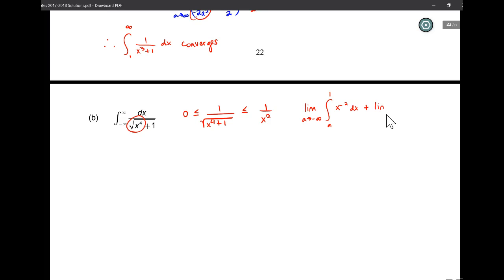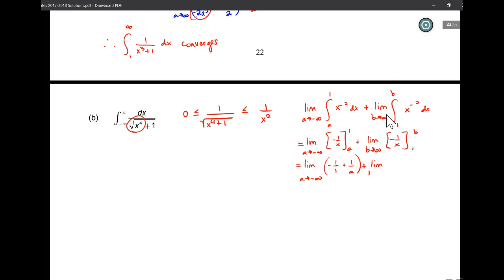And then plus the limit as b goes to infinity, the integral from 1 to b of x to the negative 2 dx. So we get the limit as a approaches negative infinity of negative 1 over x evaluated from a to 1. And then here we get the same thing, negative 1 over x, but evaluated from 1 to b. So we have negative 1 over 1 minus negative 1 over a, so plus 1 over a, plus the limit as b approaches infinity of negative 1 over b minus negative 1, so that'll be plus 1 over 1.